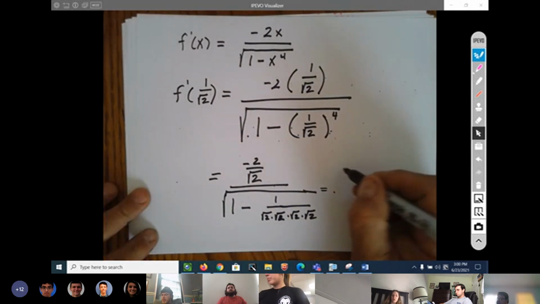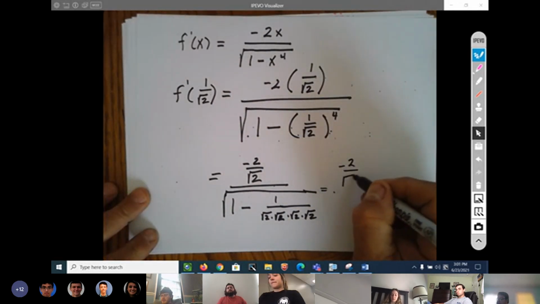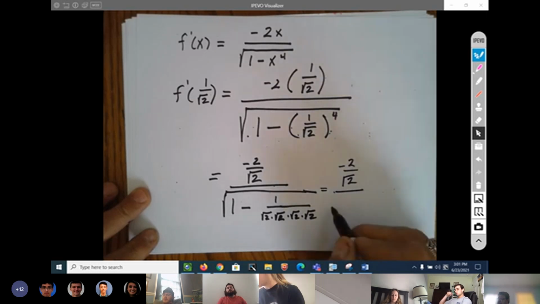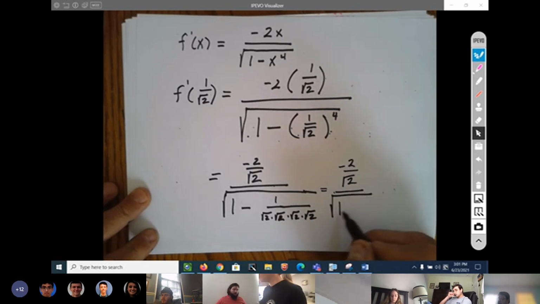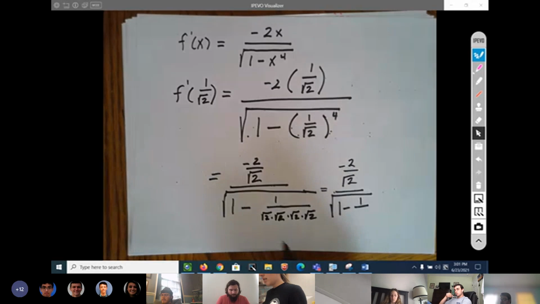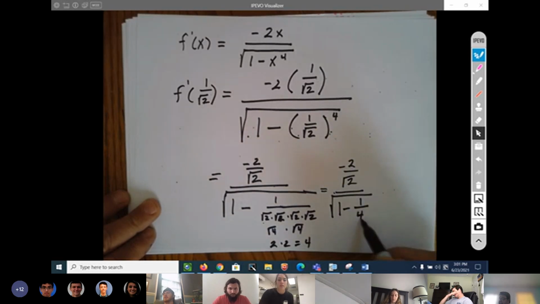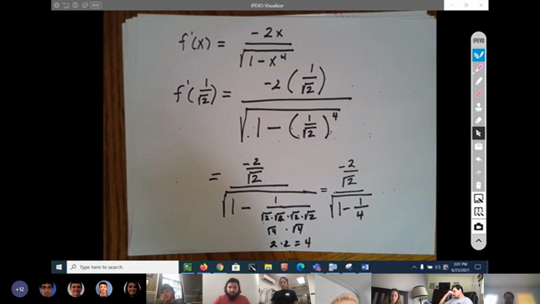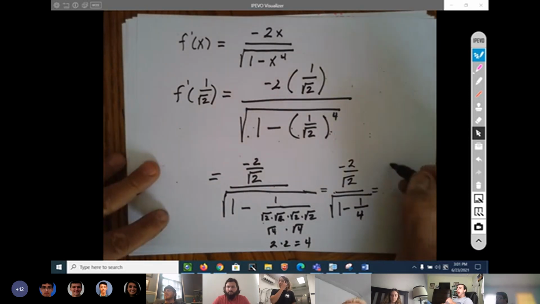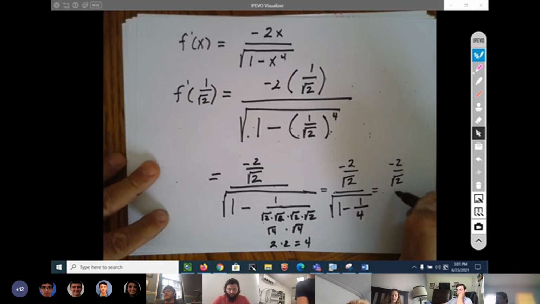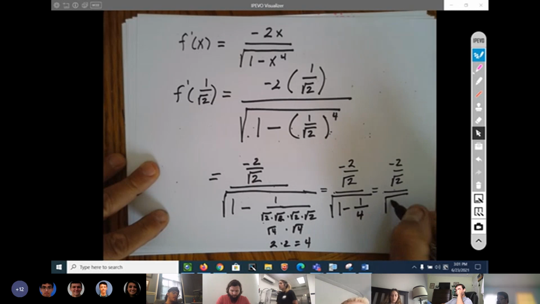And that's going to be negative 2 over the square root of 2, divided by the square root of 1 minus 1 over, well, the square root of 2 and square root of 2 is square root of 4. And what do we get? 1 minus 1/4. And that's going to equal negative 2 over the square root of 2, divided by the square root of 3 over what?